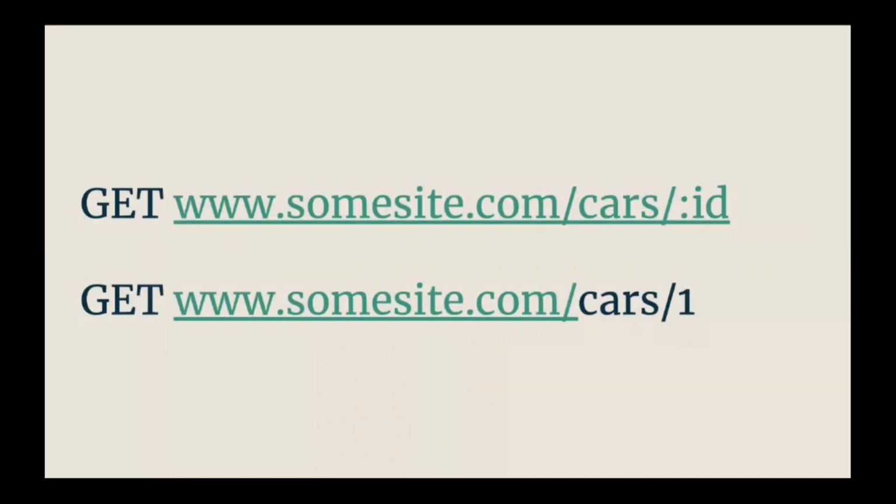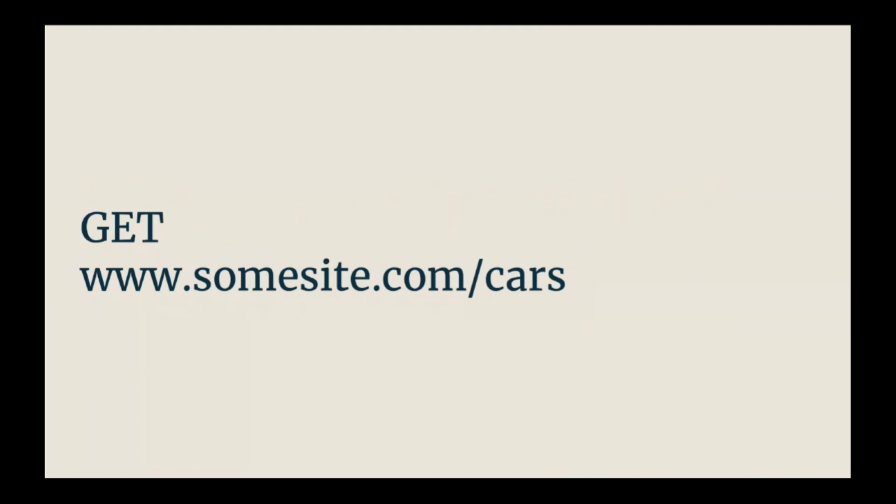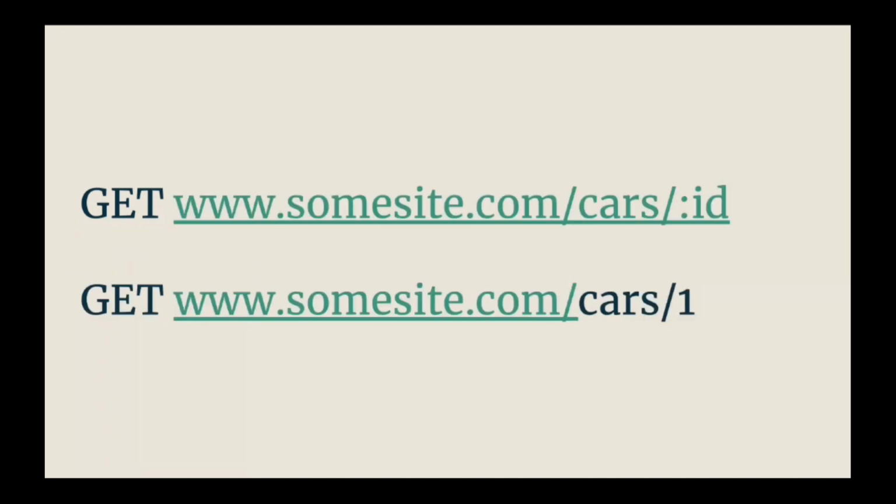So in this case, it's very similar to the first one. We're making another GET request, and we're going to this resource, cars. So what the API would define is this top one right here. It's saying if you make a GET request to www.somesite.com/cars/ID, then you're going to get the car in the database that has the ID of 1.